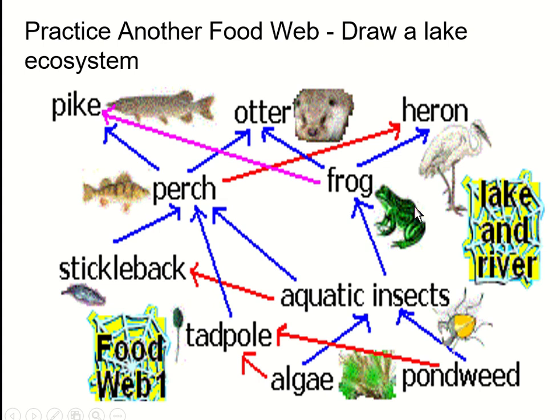Heron are going to eat frogs. They also eat fish. The otter is going to eat, what is the otter going to eat? Some fish. He usually eats fish.